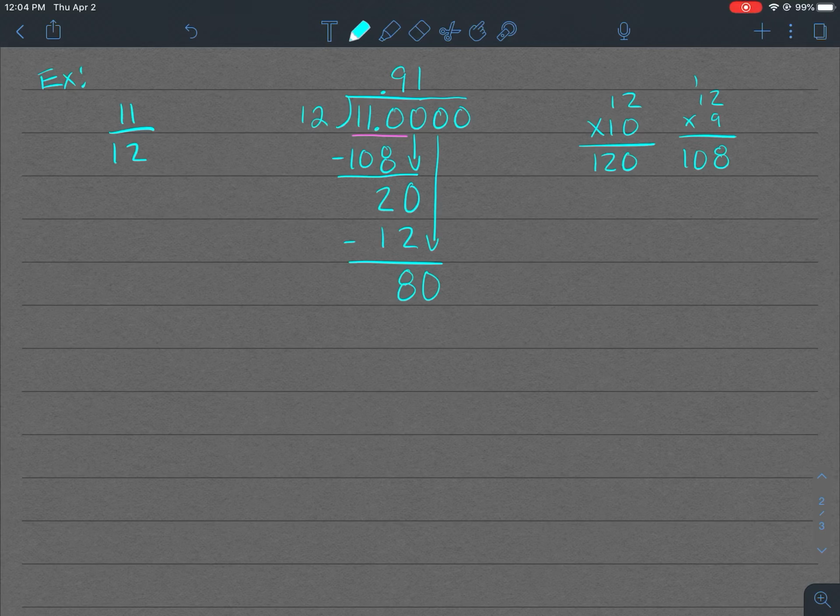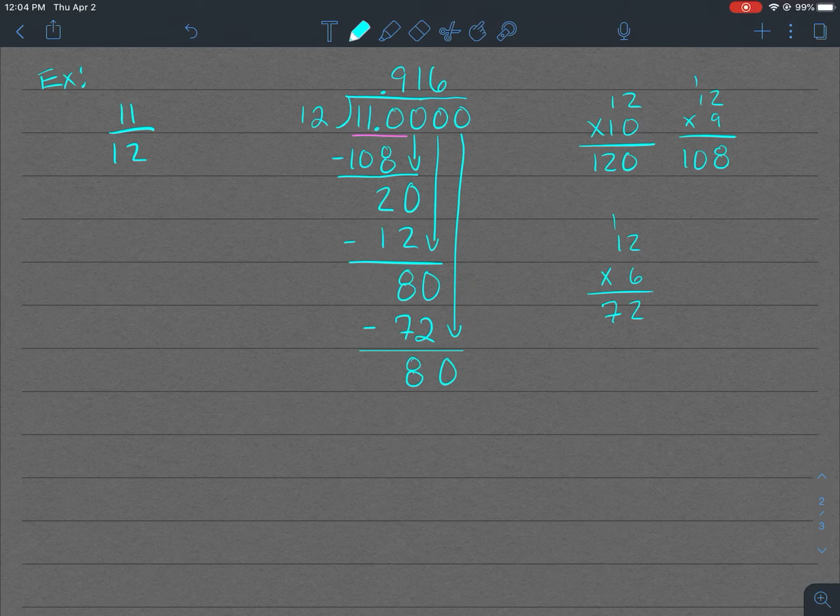Bring down another 0. How many times does 12 go into 80? Okay, so we got to do a little bit of extra scratch work. So let's do 12 times 6. See if that works. So that's 12, carry the 1, that's 60, 70, 72. Alright, that's not bad. If I went another one, I'd get to 84, and that's too much. So I need to stay below 80. So here we go. And what do I get? 80 minus 72 is 8. Bring down another 0.